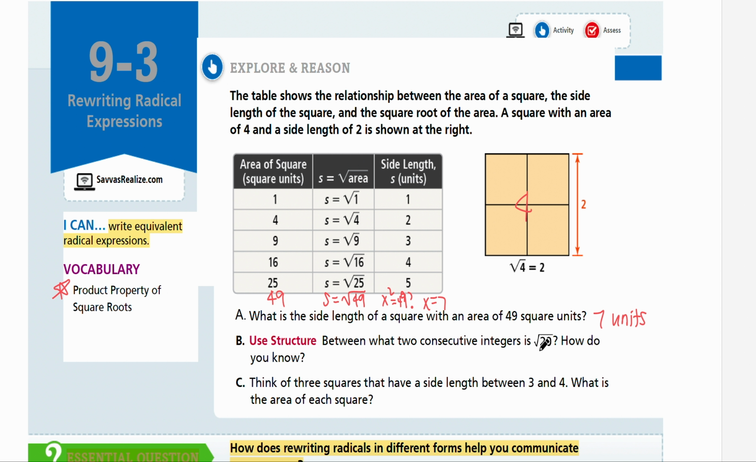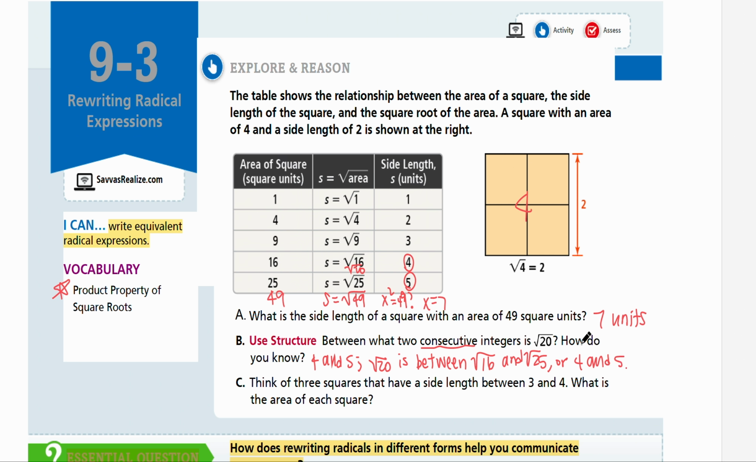Between what two consecutive integers is root 20? How do you know? So root 20 is an irrational number. It's going to be a decimal that's non-repeating and non-terminating. Consecutive means right after each other in order from least to greatest, right? So basically, which two perfect squares is root 20 between? Root 20 is between 4 and 5. How do we know? Because root 20 is between root 16 and root 25, which are 4 and 5.